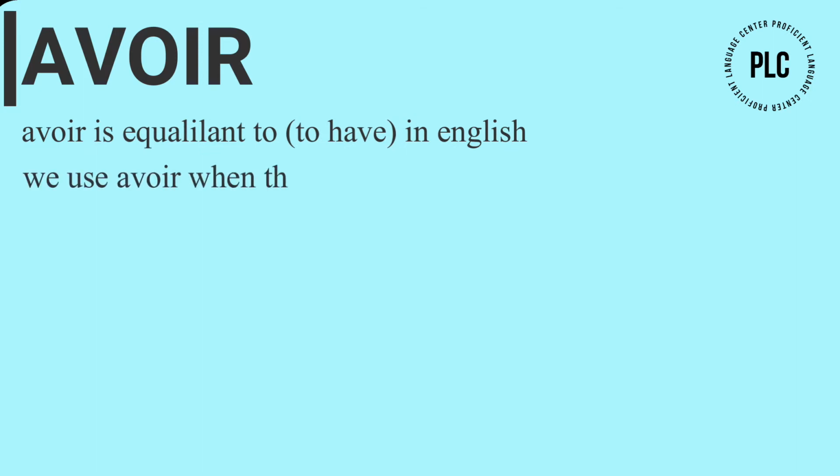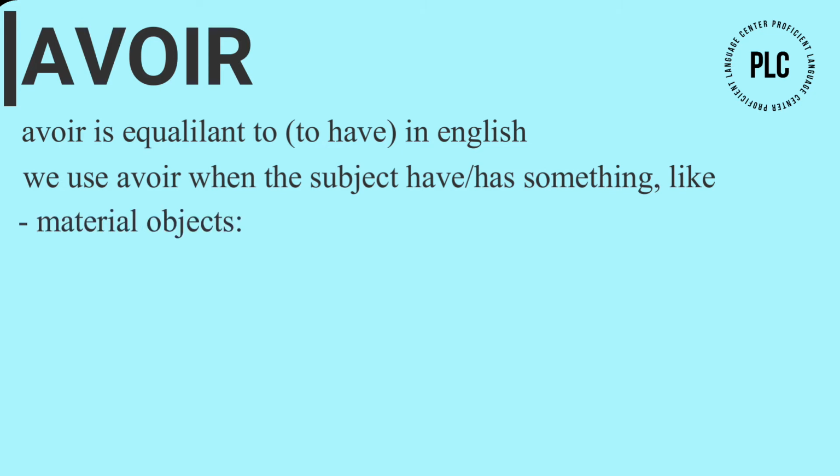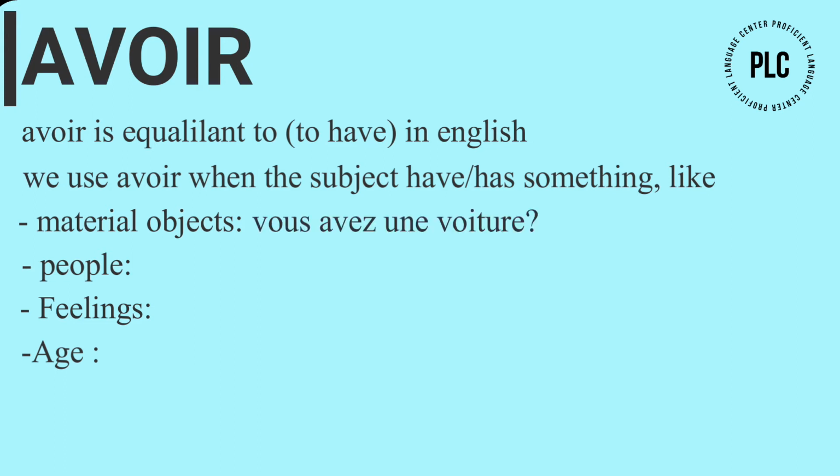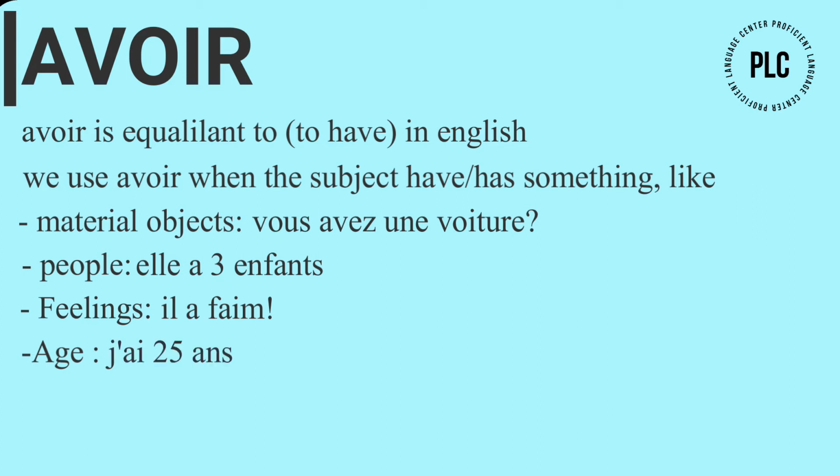We use avoir to say that a subject possesses something like material objects, people, feelings, and we also use it for age. For example, for material objects, we use it like vous avez une voiture? Do you have a car? And for feelings, il a faim. He is hungry. And when you are saying your age, you say it as j'ai 25 ans. I am 25 years old.